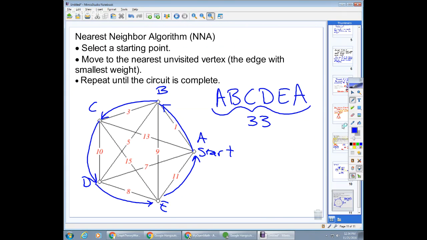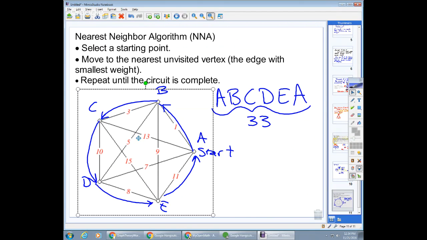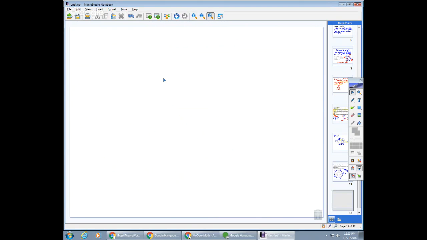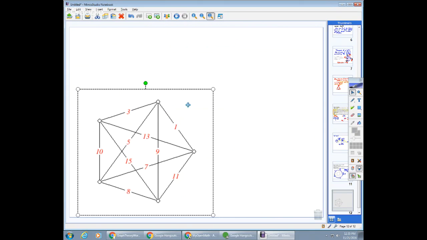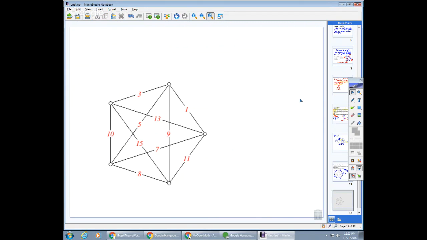Do it again, and then I think that'll be enough, and you guys can go play on the homework. I'm going to copy that, and we're going to do it again, but we're going to start at a different vertex. So let's label them the same way as before, A, B, C, D, and E. This time we are going to start at C.